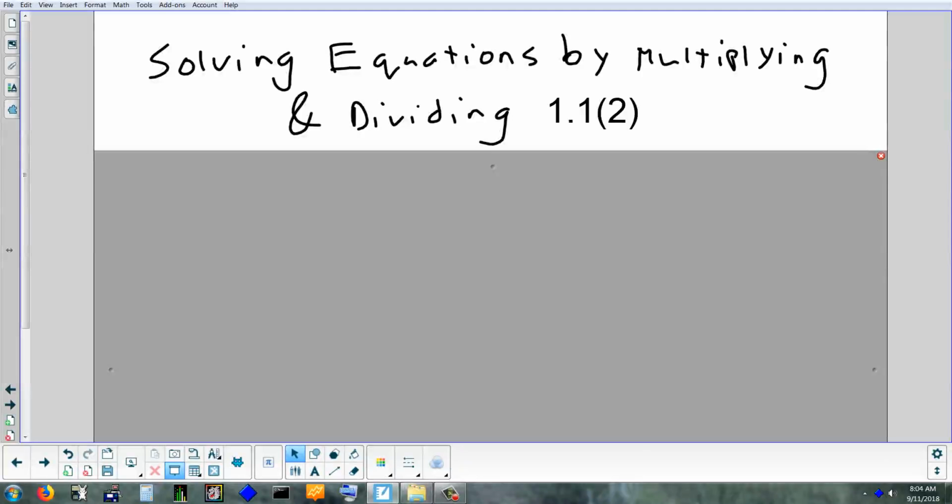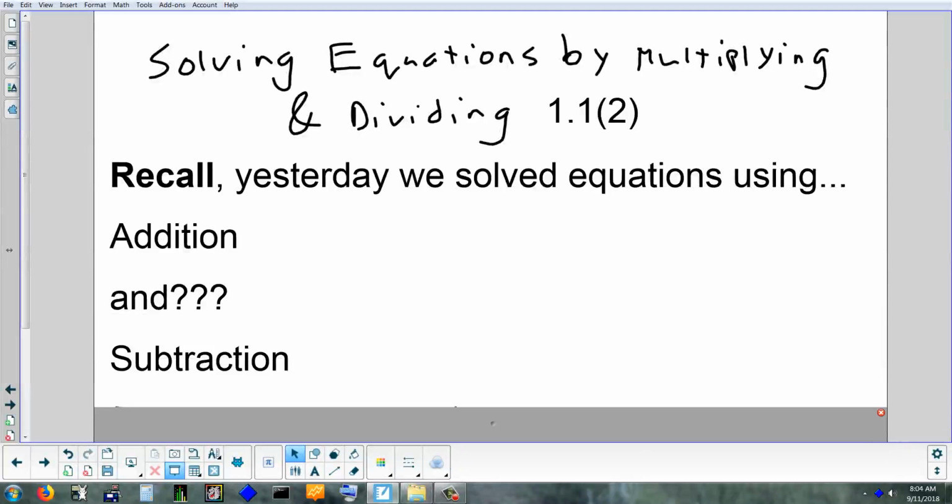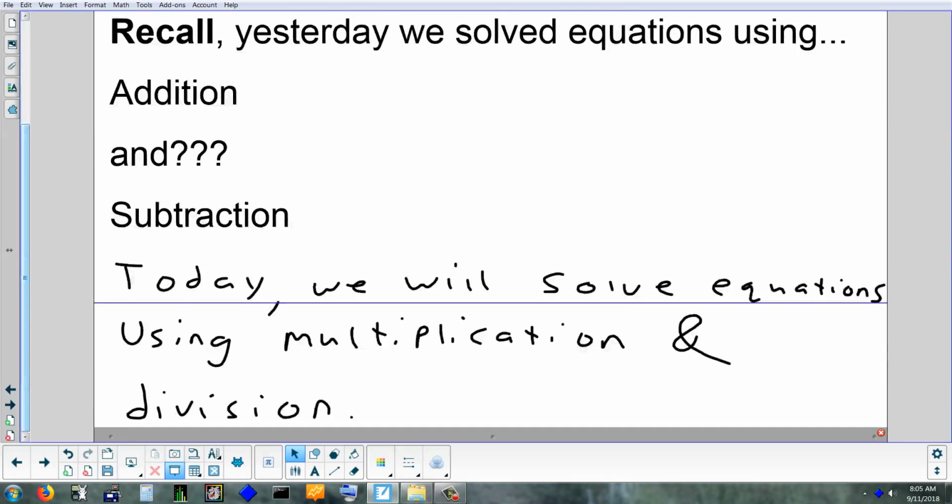Okay, so what two operations did we use yesterday? Someone remind me again, Yusef? Adding and subtracting. Okay, so yesterday, addition and subtraction. That's just a review from yesterday. Today we're going to look at multiplication and division.